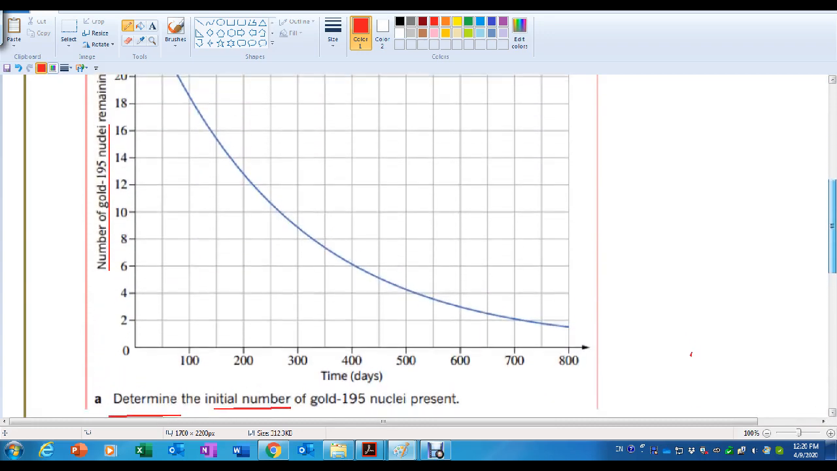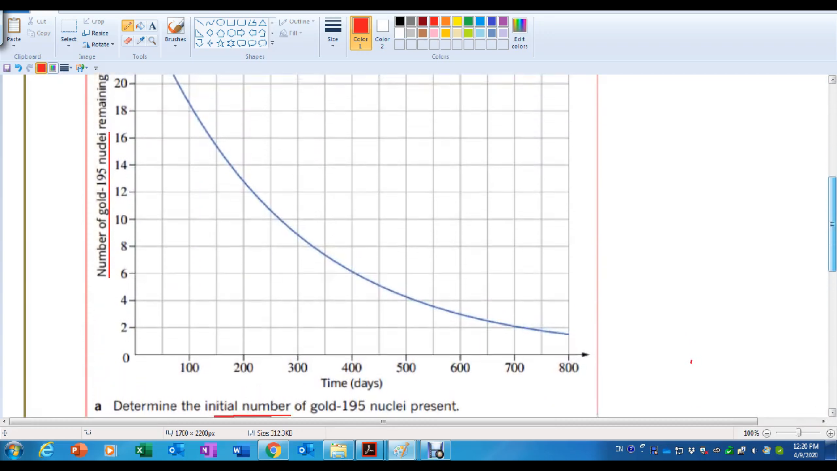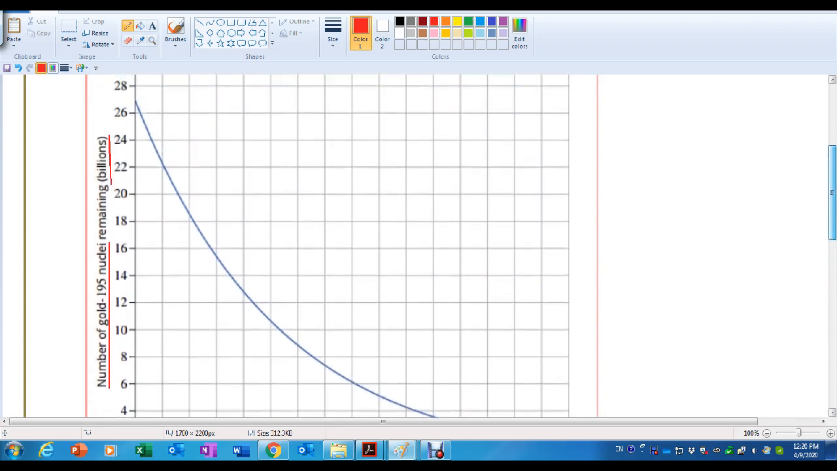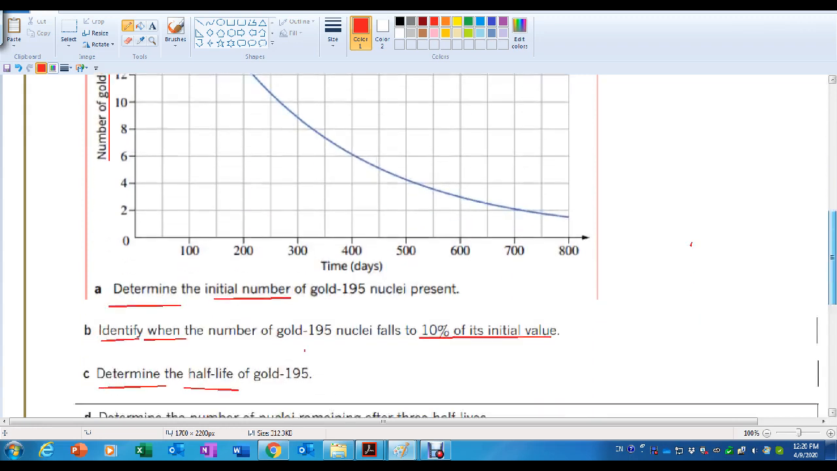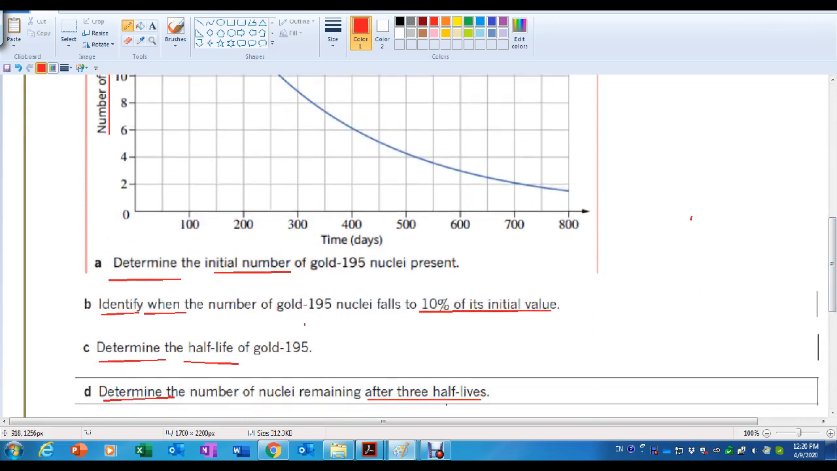First, determine the initial total number of gold-195 nuclei present. So the y-axis is the number of gold nuclei, and it should be here. That would be the initial level. It's around 27, but it's not 27 nuclei. You see the units here, billions. So it's approximately 27 billion.